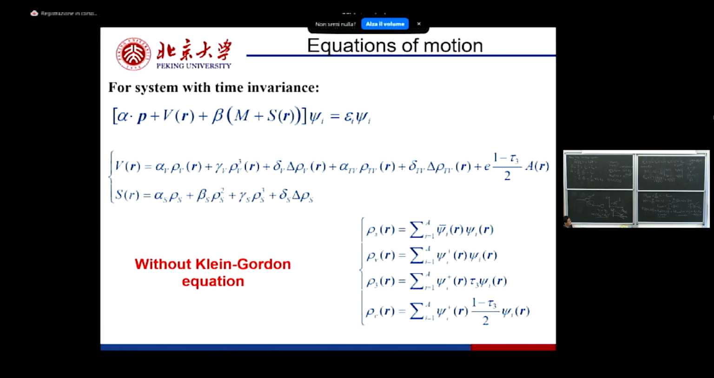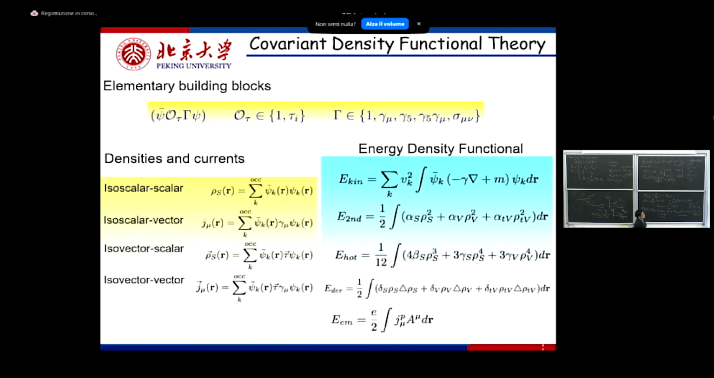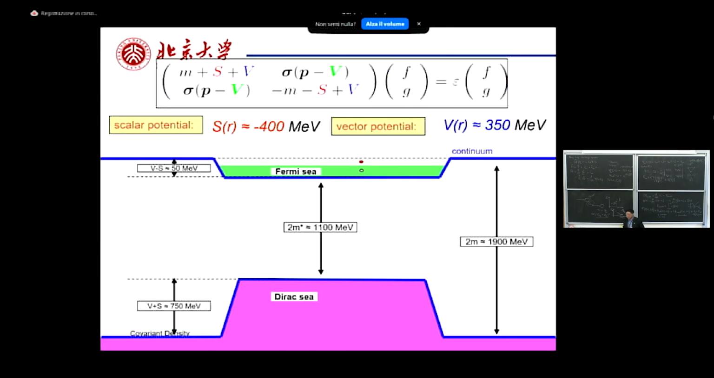And then, as I mentioned, the essential thing is this equation of motion, right? This equation of motion we have to solve. Even though we have to deal with the Klein-Gordon equation, if we go to this point coupling version, we don't have to worry about the Klein-Gordon equation, but pay all attention to the Dirac equations.